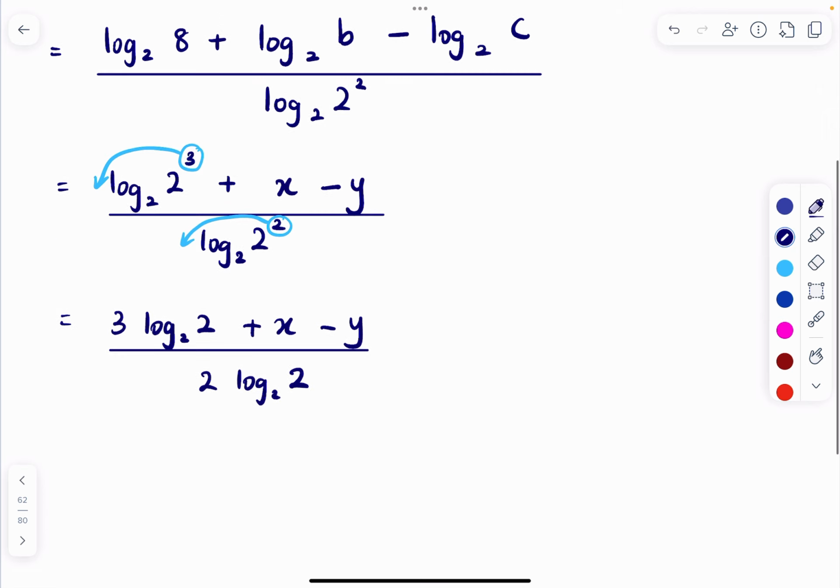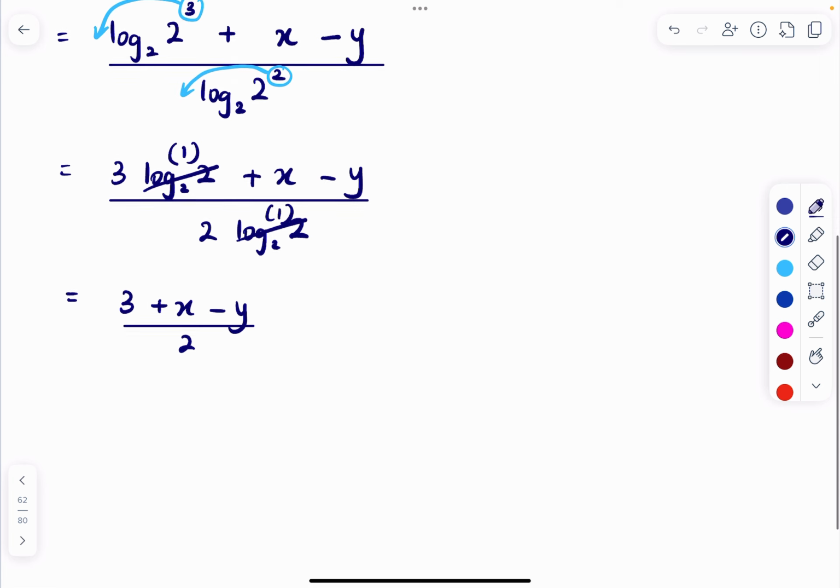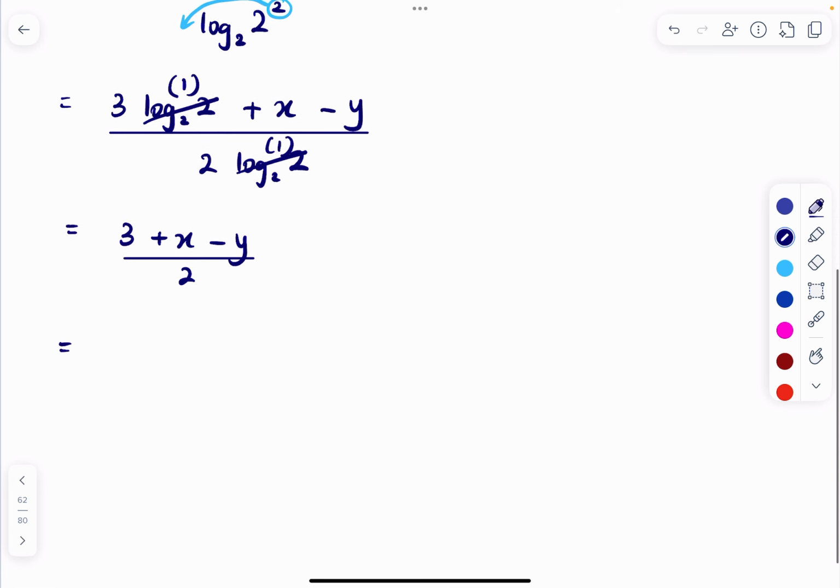And we know log base 2 of 2 is just 1. So this will become 3 plus x minus y over 2. Okay, you can leave your answer like this, or if you want to factor out the 1 over 2 also can. Sorry, minus y. Like this also can. Done.